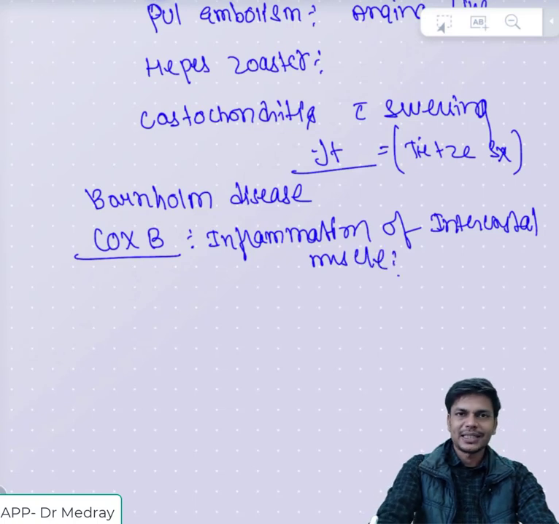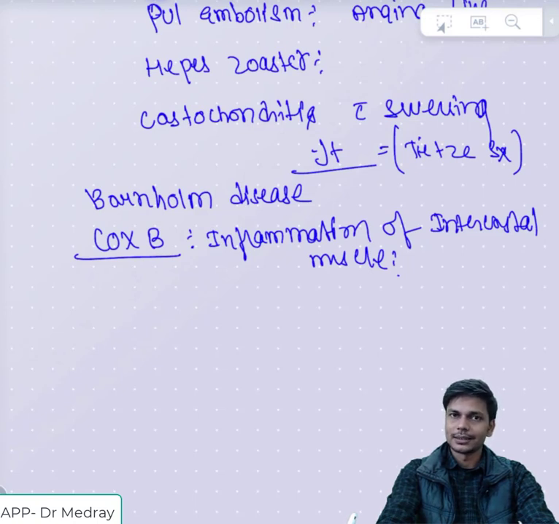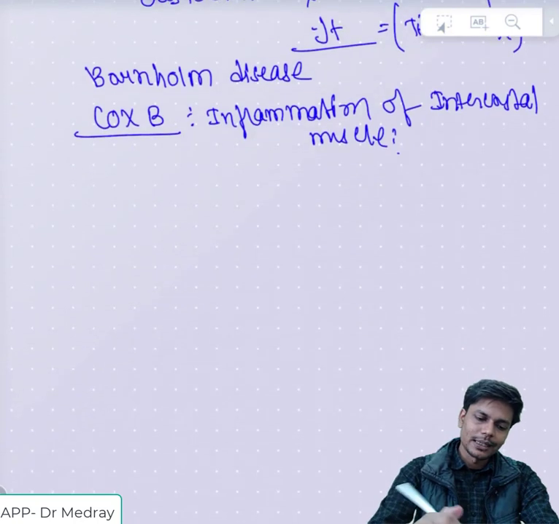So remember, chest pain is not always because of myocardial infarction, not always because of pleuritic chest pain. Musculoskeletal causes can also cause chest pain, like costochondritis and Bornholm disease. It is usually rare, but it is a self-limiting condition and usually subsides on its own or with the use of analgesics.